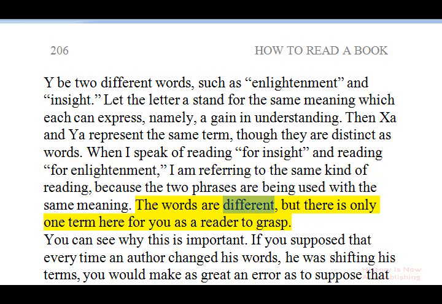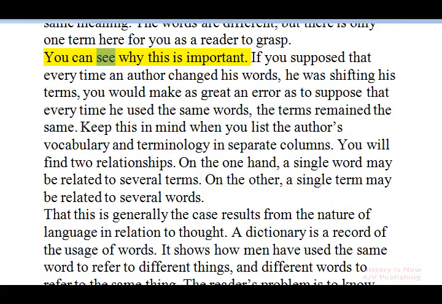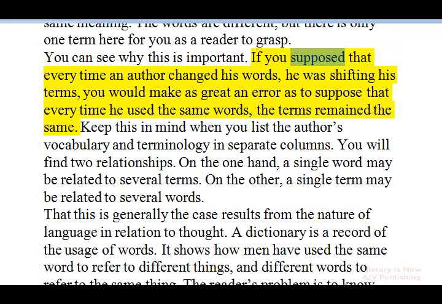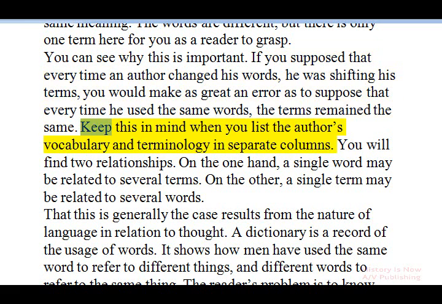The words are different, but there is only one term here for you as a reader to grasp. You can see why this is important. If you suppose that every time an author changed his words, he was shifting his terms, you would make as great an error as to suppose that every time he used the same words, the terms remain the same. Keep this in mind when you list the author's vocabulary and terminology in separate columns.